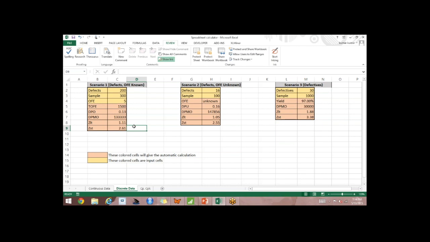So if someone is going to come to me and ask, what is the current performance of your process? I would say it is 2.61 sigma short term. So I'm operating at a sigma level 2.61. And how about long term? It's sigma level 1.11.